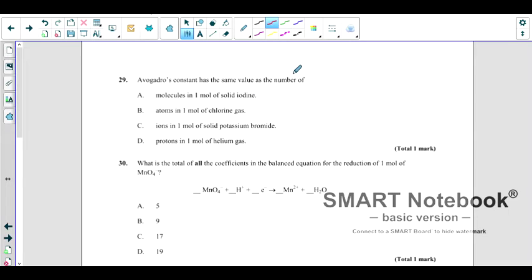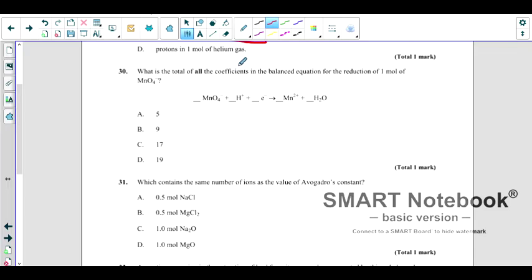Avogadro's constant has the same value as the number of which one? It is again Avogadro's constant. The answer is A. How? Because of the molecules in 1 mole of sodium iodide. We have 1 mole of sodium iodide. How many formula units will be there? Avogadro's number. 1 mole of chlorine gas is Cl2, so it cannot be, it will be double. 1 mole of solid potassium bromide is based on 2 elements, so it will be double. Ions, potassium will be K plus, Br will be minus, so it will be double. Protons in 1 mole of helium gas, it's only the number of protons in helium gas, it's also not correct. So the correct answer is A.